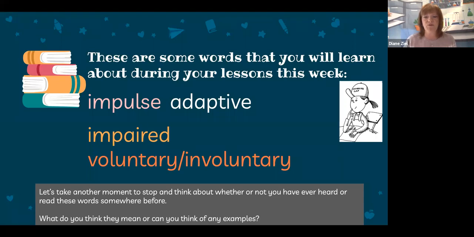So before we move on to look at the examples and the meanings of these words, can you think of any examples or meanings for these words? Have you ever heard them before, used them before? Where have you seen or read about them? Are there any words that really seem brand new to you and you have no idea what they mean? Okay, let's take a look.